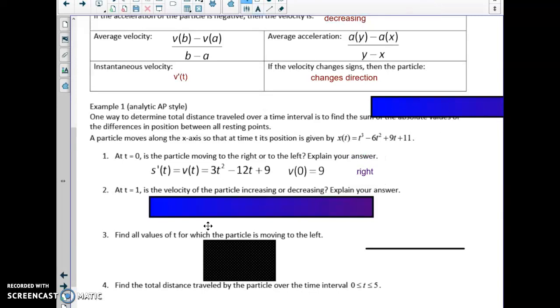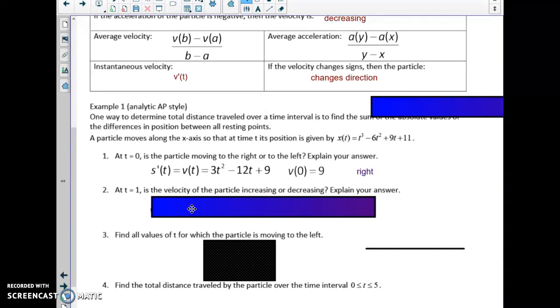Okay, same kind of idea here, but now we're talking about increasing. Is the velocity of the particle increasing or decreasing? What piece of advice I would give you is to make sure you read carefully every single problem, because there's so many different vocabulary pieces going on. So we want to know, is the velocity of the particle increasing or decreasing?